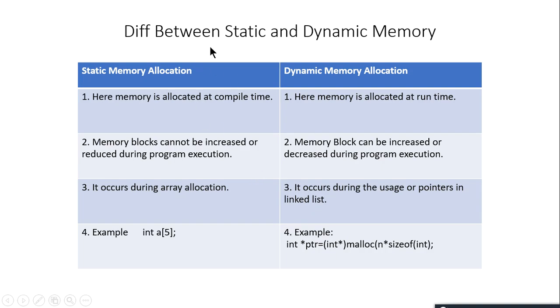First of all, let's study the difference between static memory allocation and dynamic memory allocation. In static memory allocation, memory is allotted at compile time, whereas in dynamic memory allocation, memory is allotted at runtime. Once allotted, your blocks cannot be increased or decreased in static memory, whereas in dynamic memory, you can do so. When you declare an array, it is static memory allocation. When you declare a pointer or a linked list, dynamic memory allocation occurs. This is an example of how static memory is allocated, and this is how dynamic memory is allocated.